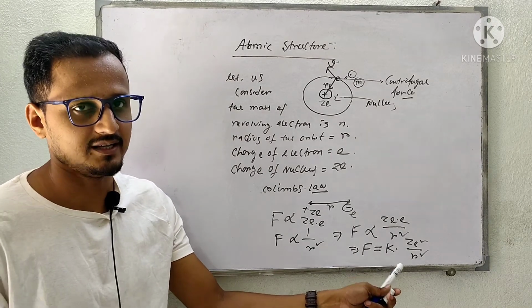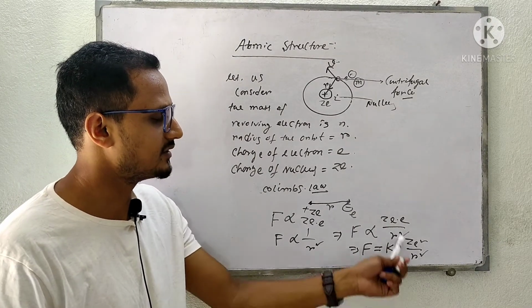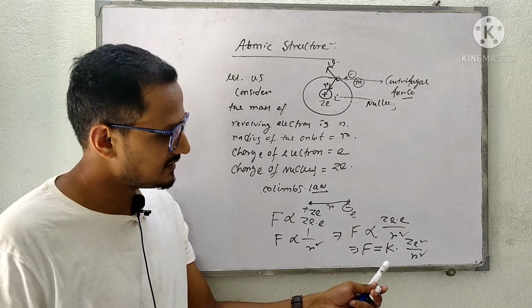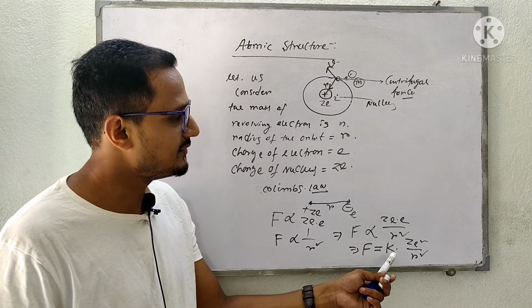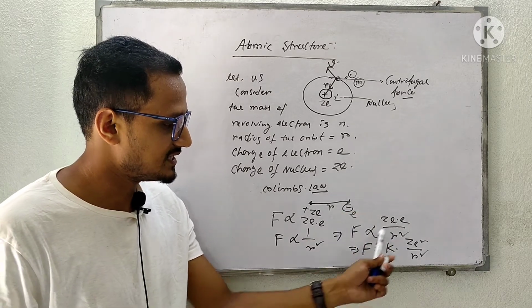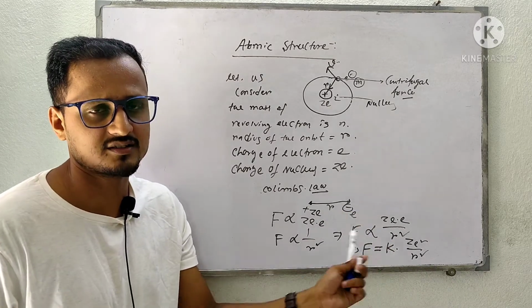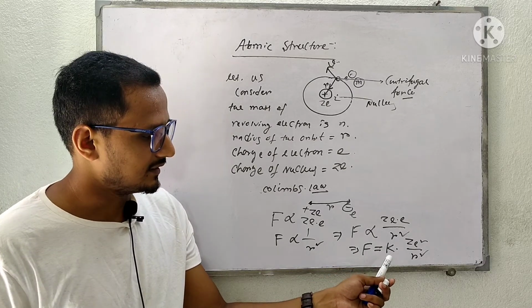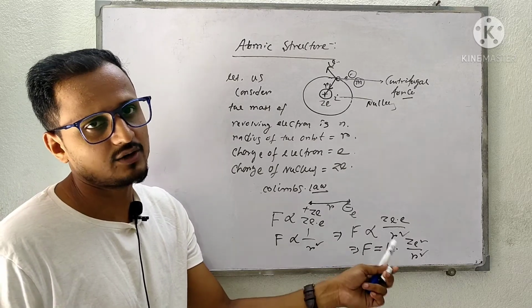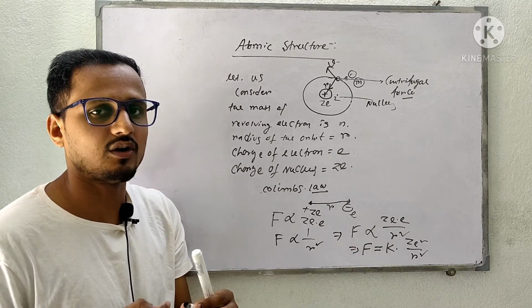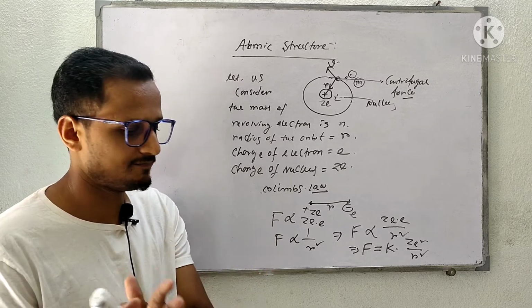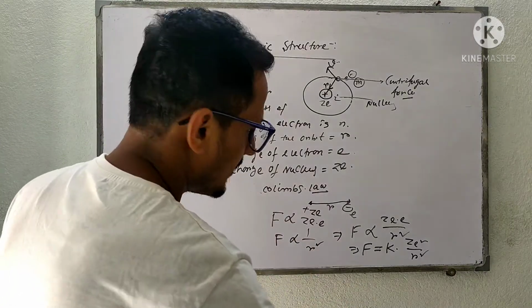This K depends on the medium. The value of this K, that means the value of this constant, depends on the particular medium. How does it depend? If you take the value of this force, the Coulombic attraction force, in SI, then the value of K will depend on the permittivity, that means the absolute permittivity of the medium.